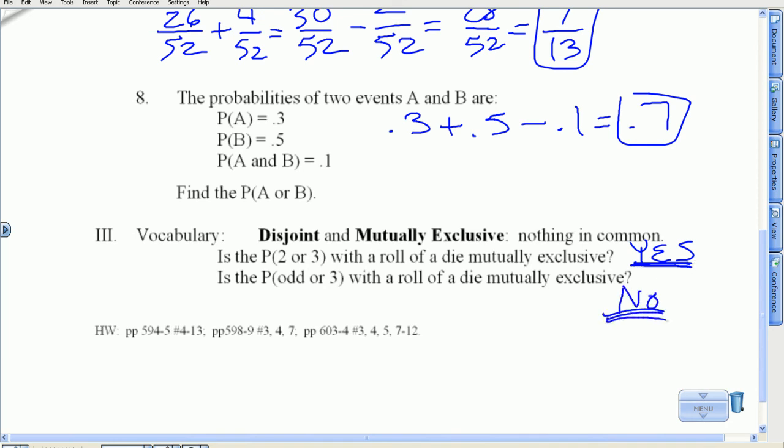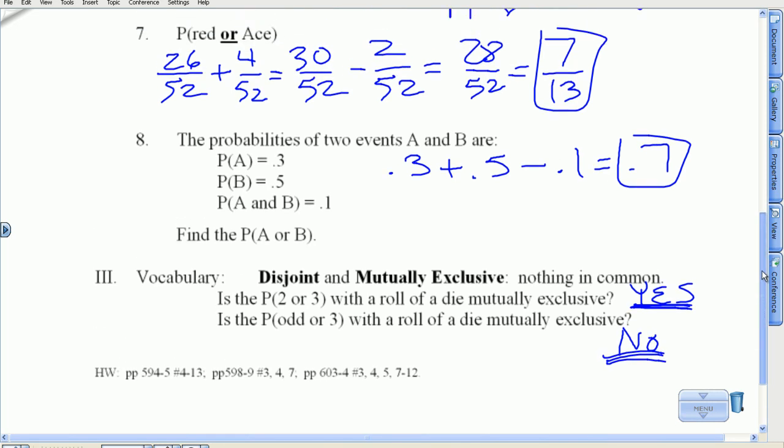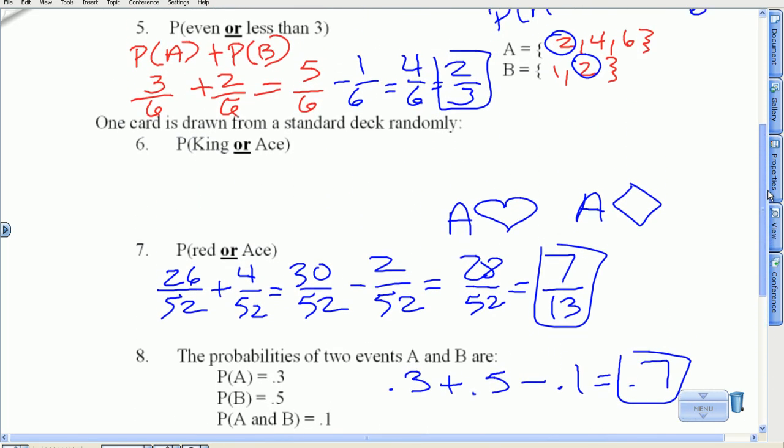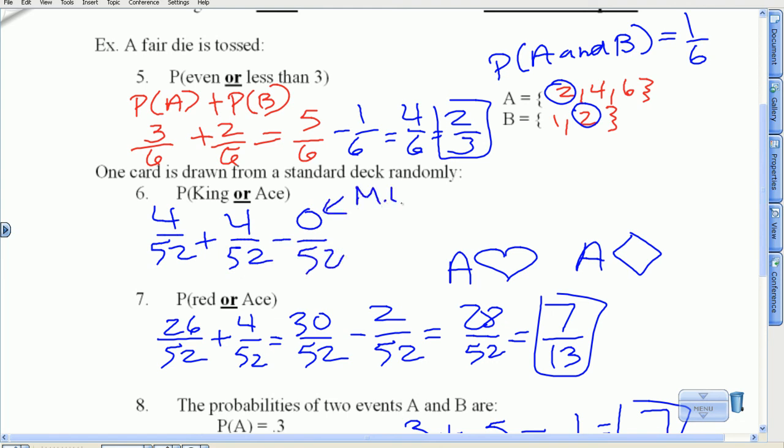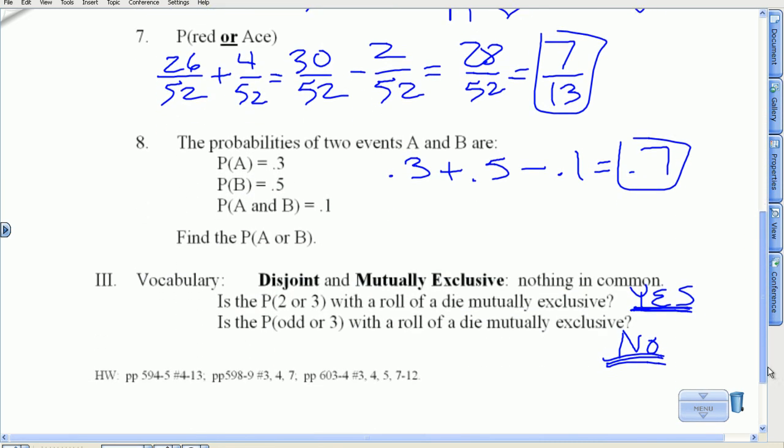We saw an example of mutually exclusive before. We actually had another example up here with the ace and the king. Probability of ace or king, which I've erased, but you'll remember it was 4 out of 52 plus 4 out of 52 minus 0 out of 52, and that 0 is because king and ace are mutually exclusive. You can't get a king and an ace at the same time. They're mutually exclusive events.